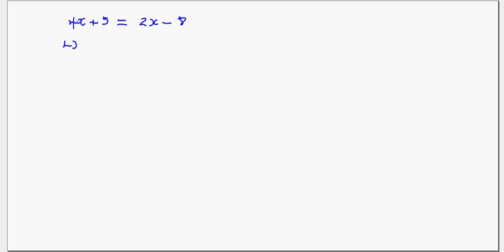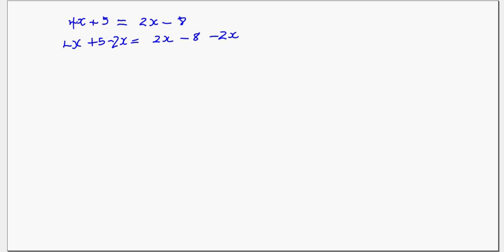So we have 4x plus 5 is equal to 2x minus 8. If I want to get rid of 2x on this side, what do I have to do? I have to take it away. So I'm going to minus 2x here. And if I minus 2x here, what do I have to do here? Minus 2x as well. Okay?